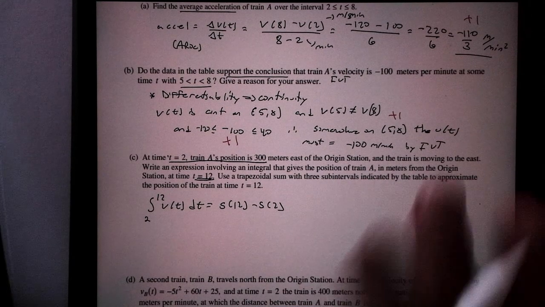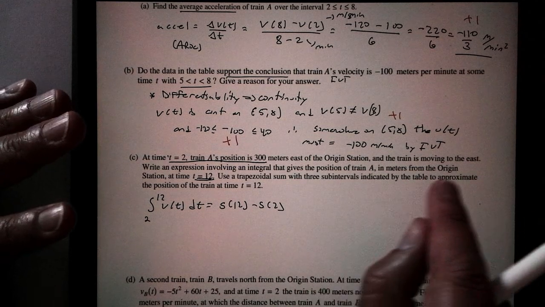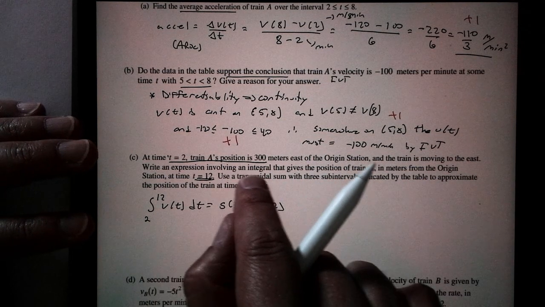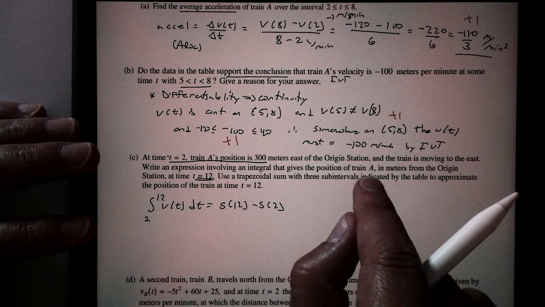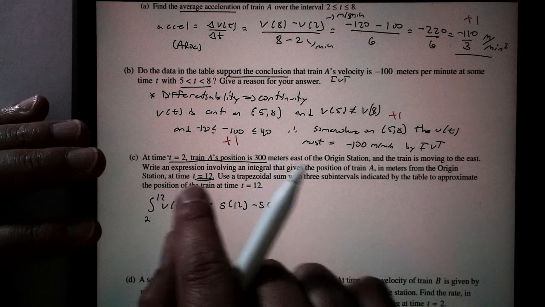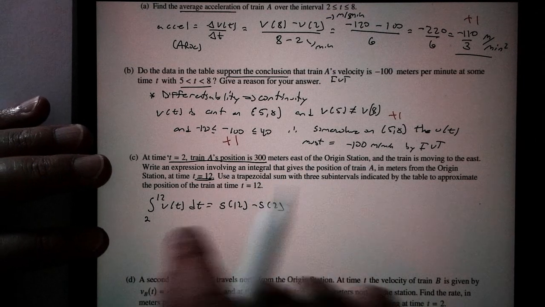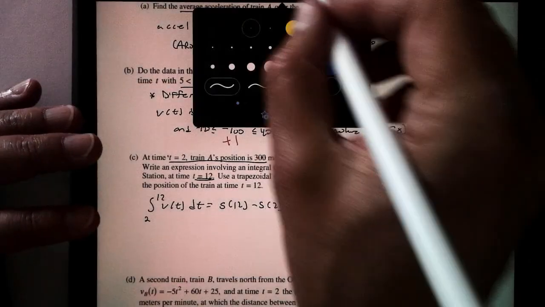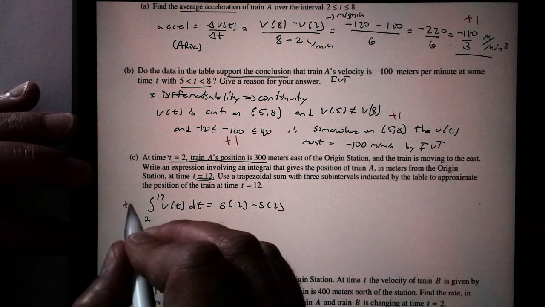So we wrote our integral. That's what they wanted us to do. Write an expression involving an integral that gives a position in meters from the station at t equals 12. And there's our expression right there. And they're going to give you a point for this, by the way, just for writing that out, even if you don't know what to do next.